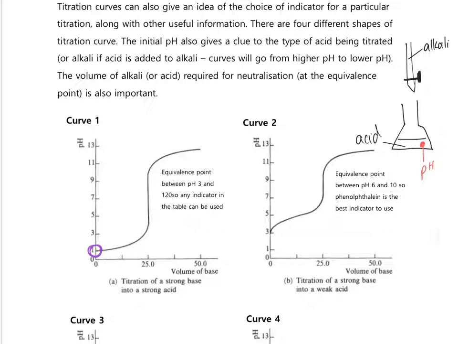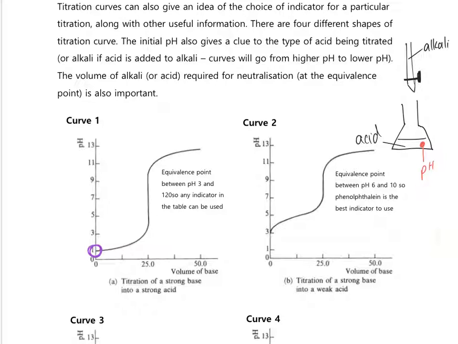I have a question. How can you have a pH of anything if you have nothing? So I do have something. Your volume thing you're titrating. Oh, your volume is your volume of base. Yes, that I've added. So what's going along the x-axis is how much alkali I've added from my burette.